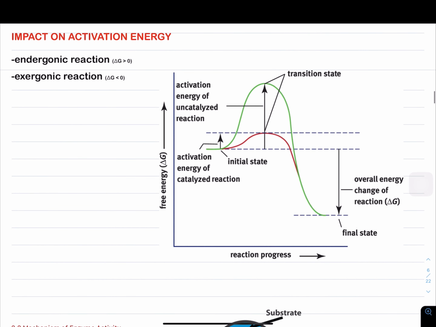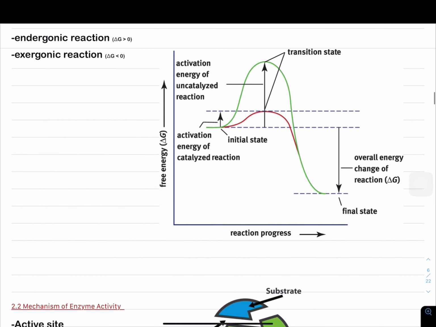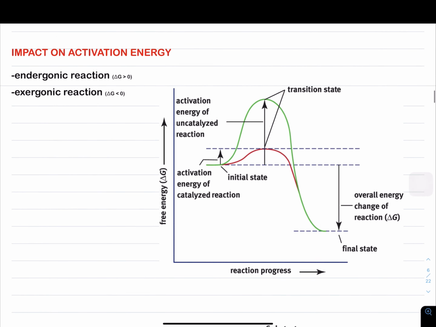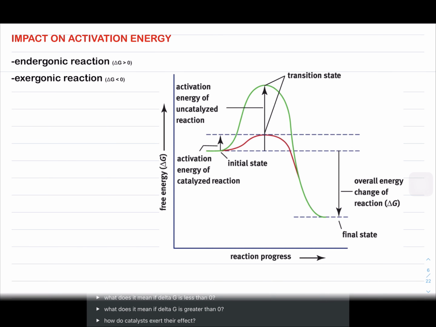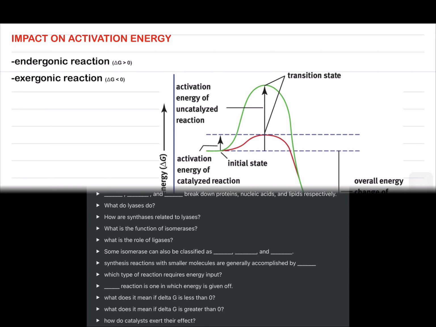Also, we do have two types of reaction, which are endergonic and exergonic. Endergonic reactions require energy input, which means they are non-spontaneous. And exergonic reactions are the opposite, so they do not need energy input, which makes them spontaneous.